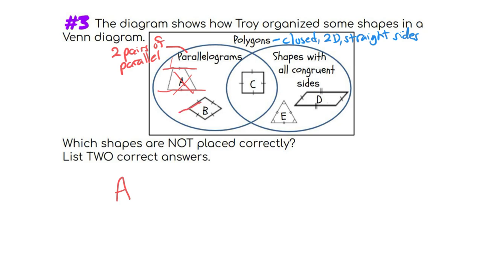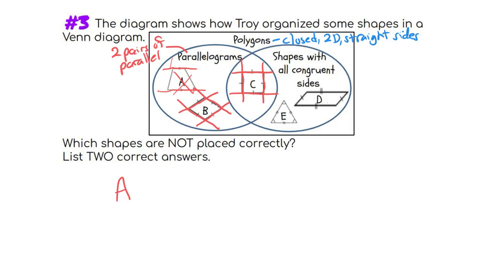B has parallel, parallel, parallel, parallel. Looks like 2 sets of parallel to me. And then C has top and bottom parallel, left and right parallel. And so it looks good as far as parallel.